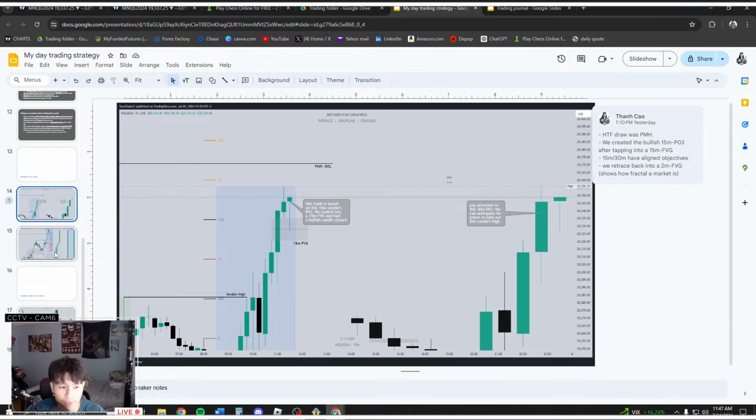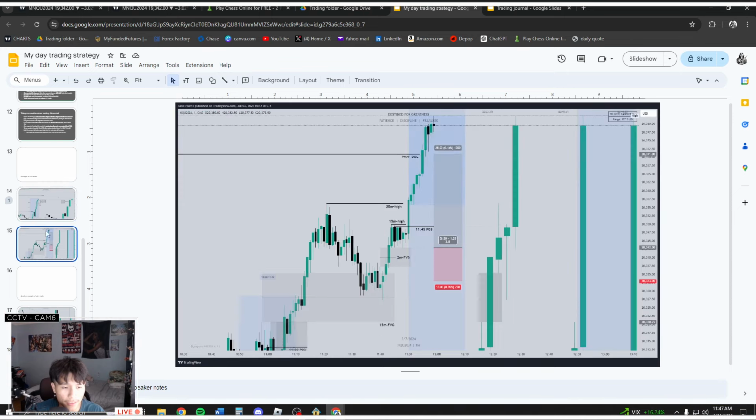There's no point in me pulling the trigger. My setup didn't occur. My bias is correct, but there's no point. I don't care if I'm correct or not. It's just if that model presents itself, I'll take it. And in this case, there is a model that presented itself, and I took it. One thing to note is that I'm buying below the 11:45 open.